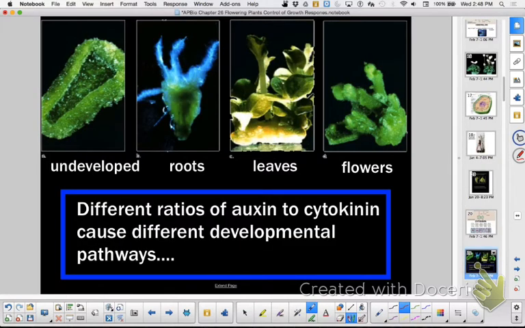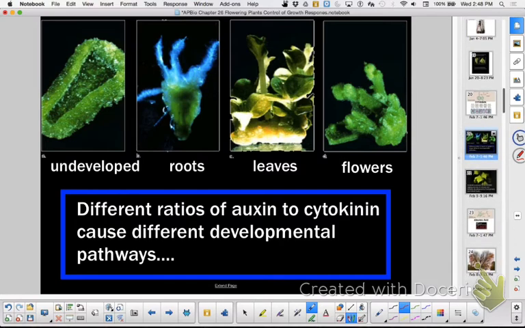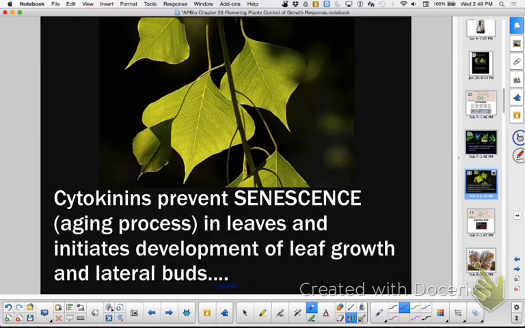In conjunction with auxin, and the ratio that it has determines whether you have flowers, leaves, fruits, or shoots. Here it is. Cytokinins prevent senescence, and senescence is aging. So they'll maintain the petiole, whereas something like abscisic acid will cause an abscission layer so that the leaf will fall. So cytokinin works in opposition to abscisic acid.